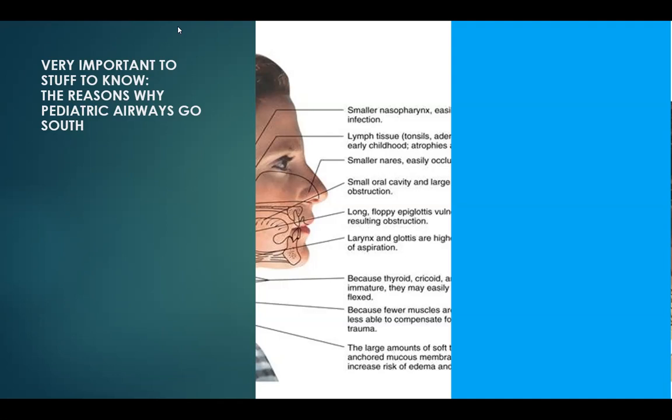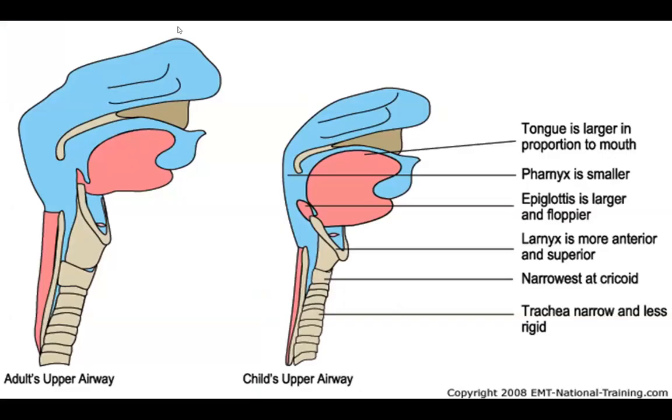Their thyroid and cricoid are immature. They have more cartilaginous tissue that's not as thick and can easily be flexed. Fewer muscles to help with compensation and to protect them from trauma. So here's the upper airway. This is a big difference, right?